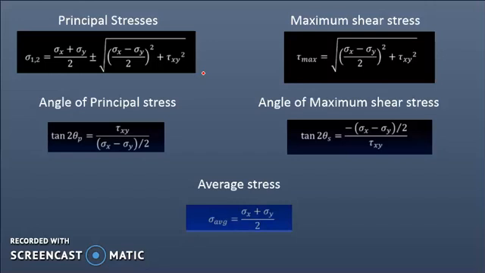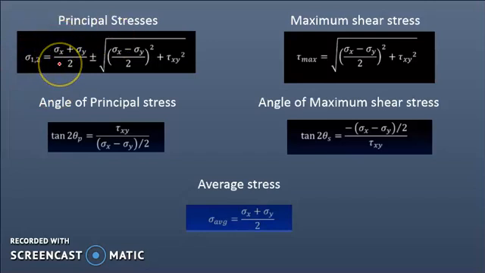Now we'll see the analytical method for finding the principal stresses, maximum shear stress, the angle at which the principal stress is acting, the angle of maximum shear stress, and the average stress. All these things are here. So let us consider principal stresses. The principal stress is the maximum stress that can act on a plane, which is generally a normal stress, and in that plane there is no shear stress acting. Therefore we call this a principal stress.